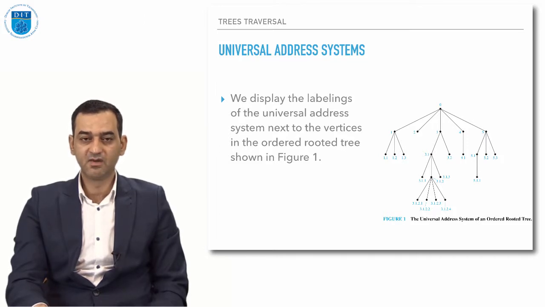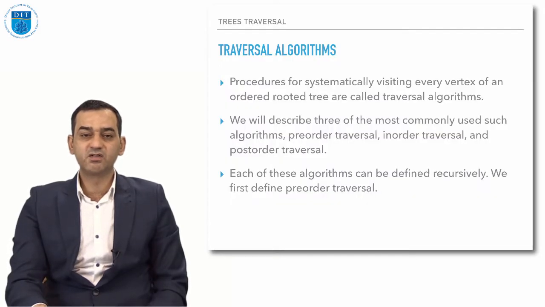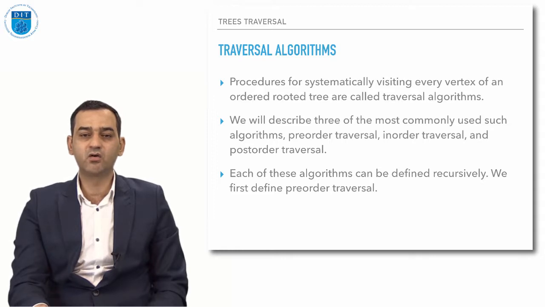Now let us discuss one important topic of computing, which is traversal algorithms, and those are used heavily in networking, transmission and communication systems. Procedures for systematically visiting every vertex of an ordered rooted tree are called traversal algorithms. We will describe three of the most commonly used such algorithms: pre-order traversal, in-order traversal, and post-order traversal. Each of these algorithms can be defined recursively.